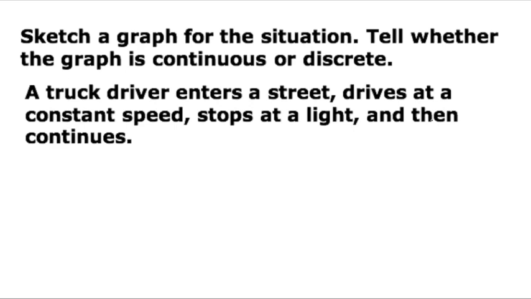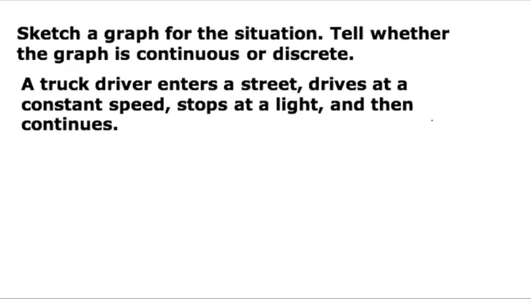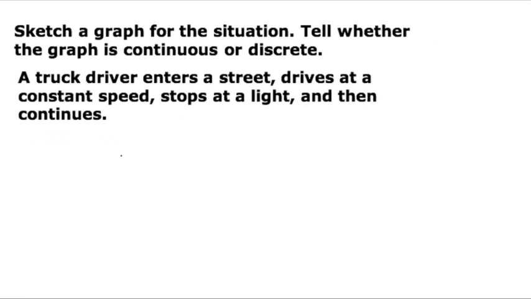Looking here, it says we want to sketch a graph and tell whether the graph is going to be continuous or discrete. We have a truck driver who enters a street, drives at a constant speed, stops at a light, and then continues. So first I need to come up with an x and y axis. Again, one of the best x-axis titles would be time. Because as time is moving on, all of these things are happening to this truck driver. So we want to put time as our x-axis whenever possible. For our y-axis, they're talking about some kind of speed, so I'm going to put speed as my y-axis.